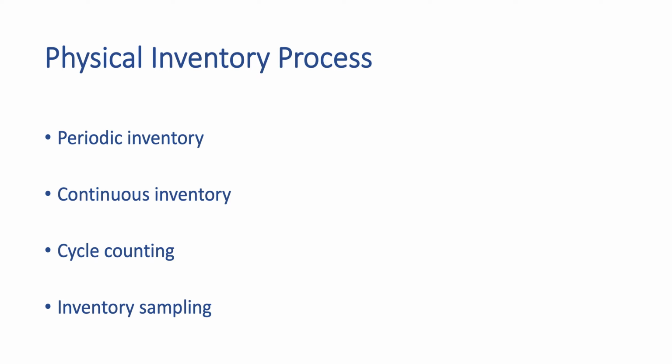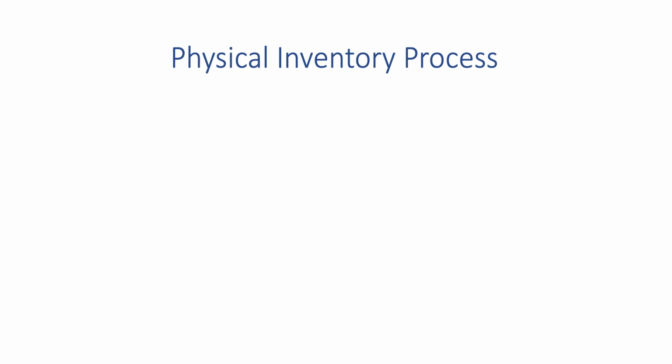Lastly, we have inventory sampling. This strategy involves randomly selecting material stocks and counting them. If the counted quantity closely matches the book inventory balance, it is assumed that the book inventory for each material is also correct. Now that we have covered the different strategies, let's move on to the general physical inventory process.